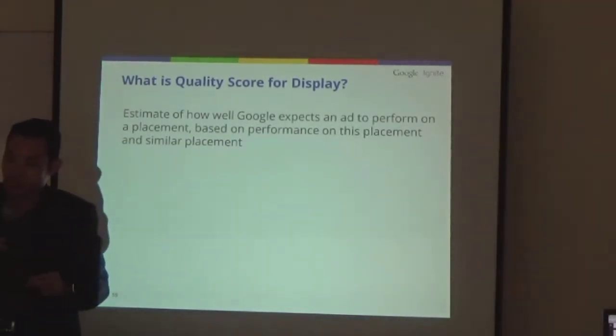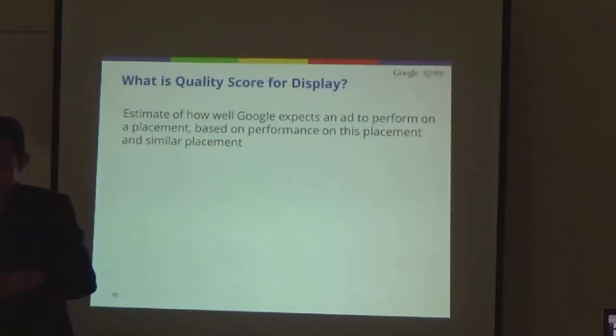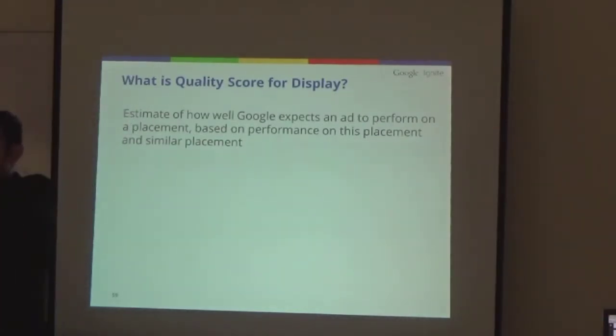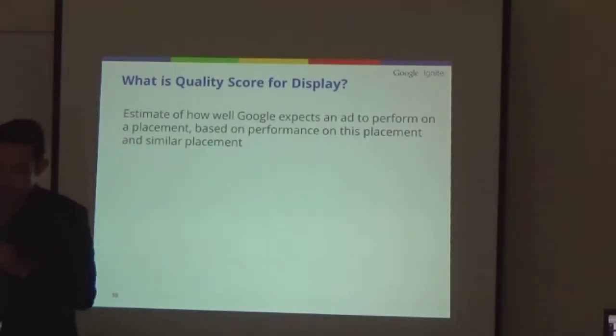So take note that Google expects an ad to perform on placement based on performance on this placement and similar placement. What it means here is that throughout the whole process, from ads to the targeted site and the landing page, it should be relevant. So in short, Google is looking into preventing advertisers who are advertising image ads, when they click the landing page, it's not about what they talk about. So those kind of landing pages which are not relevant with the ads will have a poor quality score.